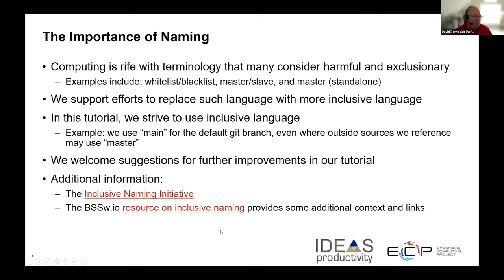I just want to spend a moment talking about the importance of naming. Computing is rife with terminology that many consider harmful and exclusionary. In this tutorial, we're trying to do a better job and replace such language with more inclusive language. I don't think you'll see so much of it in this particular content, but we've tried to change our language so that it's more inclusive. If you find anything you'd like to bring to our attention that would further improve this aspect of our tutorial, please let us know. And on the bottom are a couple of links for more information if you're interested in finding out more about being more inclusive in the context of software development.